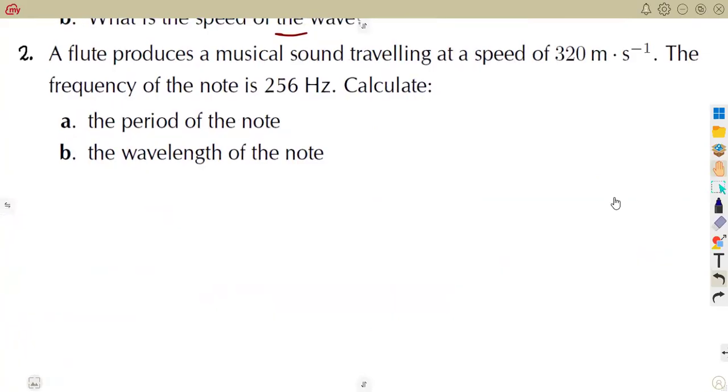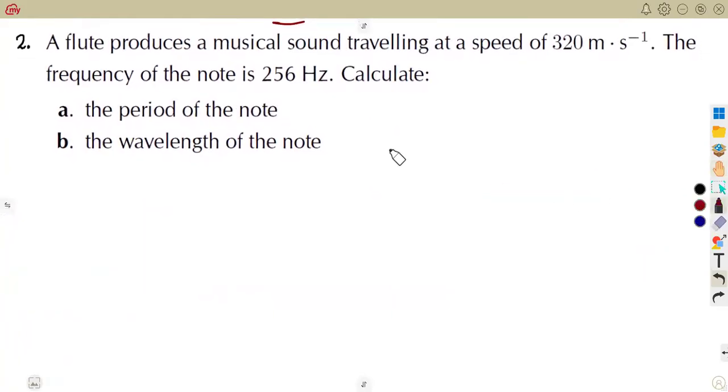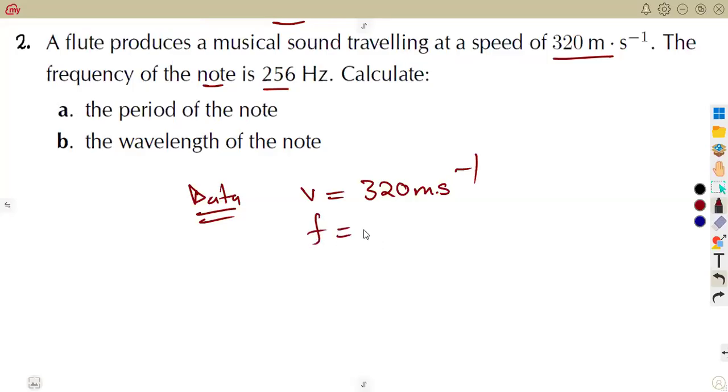On question number 2, you're given a flute produces a musical sound traveling at a speed of, so according to this information, we are given the speed of the sound of 320 meters per second. The frequency of the note we are given, which is 256 hertz. Calculate A, the period of the note. What is going to be the period?